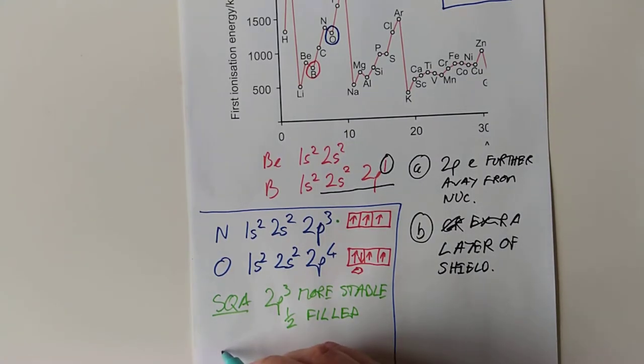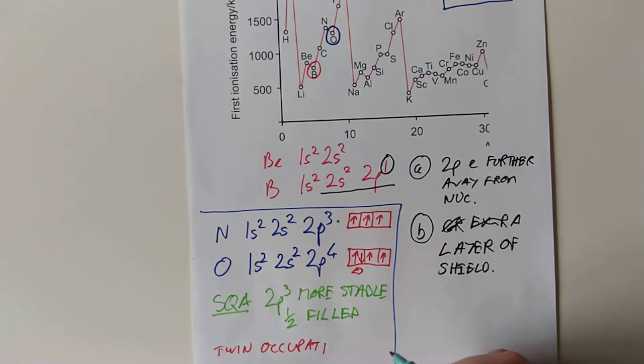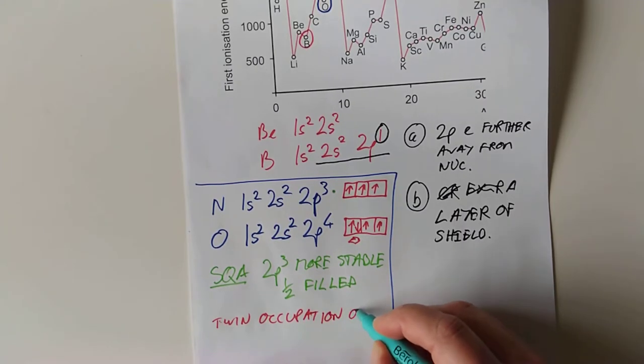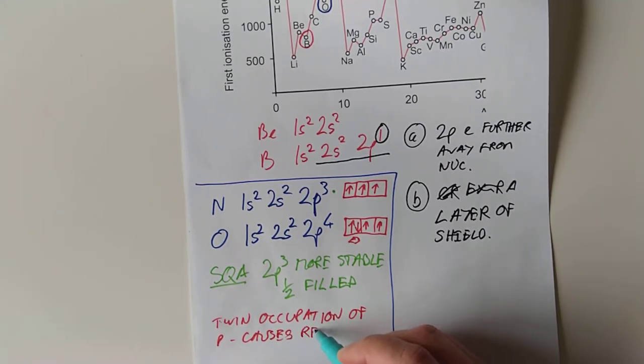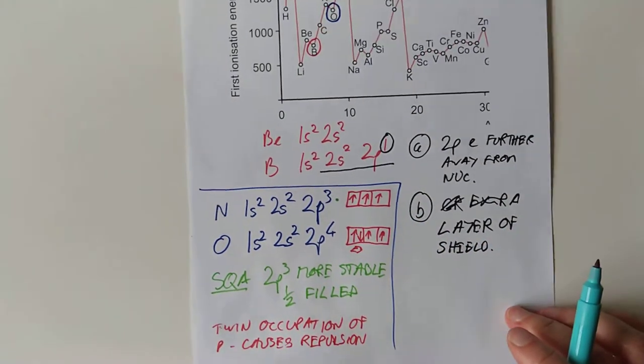So I'm going to say the doubling up of electrons in this orbital, the twin occupation of the p orbital, causes repulsion between the electrons, and that's why it's easier to pull off the first electron from oxygen.